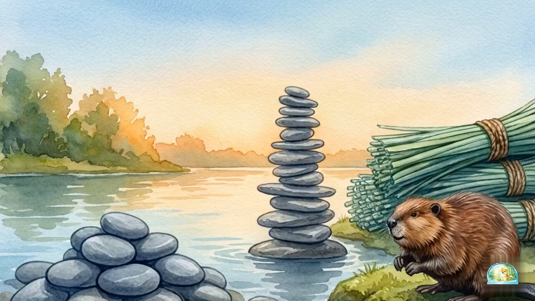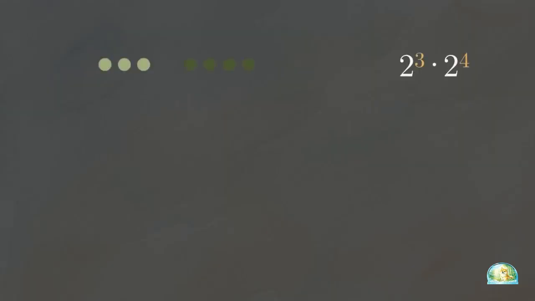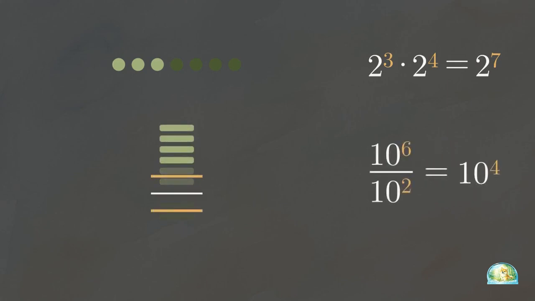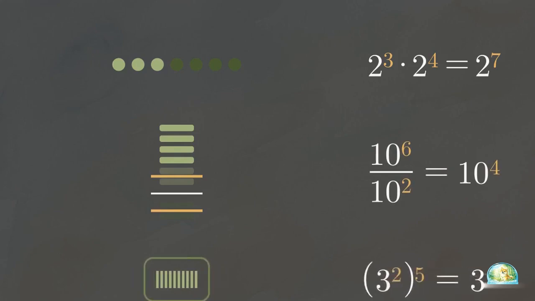This tapestry brings all 3 physical scenarios together to show how they operate on the exact same underlying logic of counting identical bases. When we combine items through multiplication, we add the exponents. When we cancel matching items out through division, we subtract the bottom exponent from the top. And when we tally up nested items in a power of a power, we multiply the exponents.